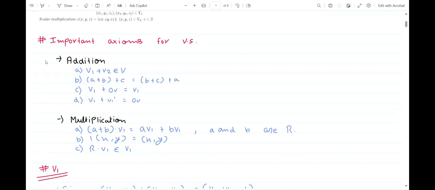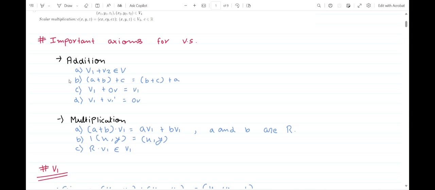In case of addition, there are mainly four important axioms. The first one is: if there are two vectors that belong to one particular vector space, then the sum of those vectors should also belong to that particular vector space. The second axiom is associativity of addition, which basically states that the way we group the vectors while adding doesn't matter, the result is going to be the same.